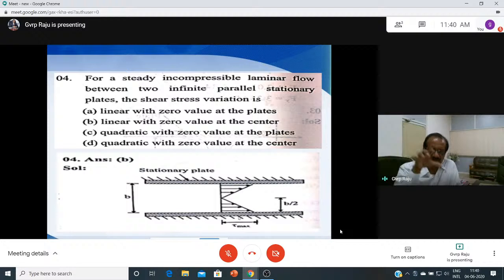If you draw the shear stress distribution for the flow between two infinite parallel stationary plates, the maximum shear stress you can obtain is at the boundary, and it varies linearly and has a 0 value exactly at the center. The students are confused, they take 0 and a parabolic variation, and they give maximum here. So this is the shear stress variation for incompressible laminar flow between two parallel plates, and both are stationary. The answer here is a linear variation but with zero value at the center.